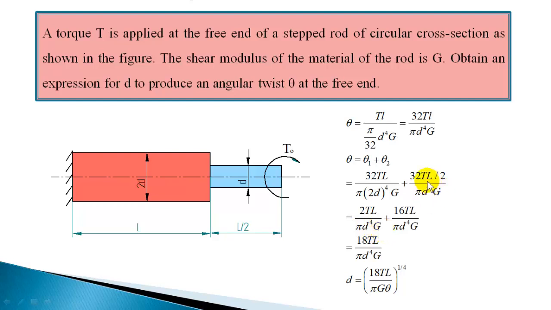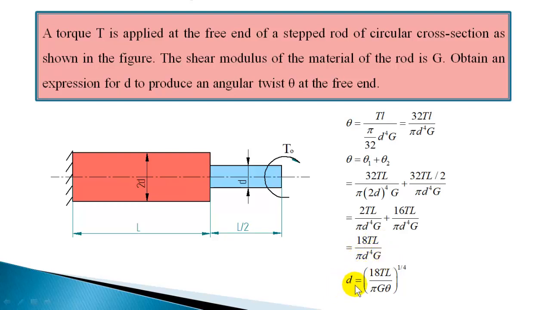In the second portion, you have 32 T into L by 2. L by 2 is the length of that portion, and pi D to the power of 4G. So it will make it 16 TL by pi D to the power of 4G. So it will be 18 TL divided by pi D to the power of 4G.